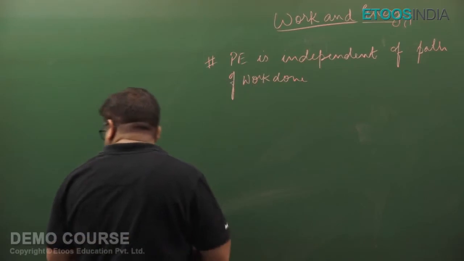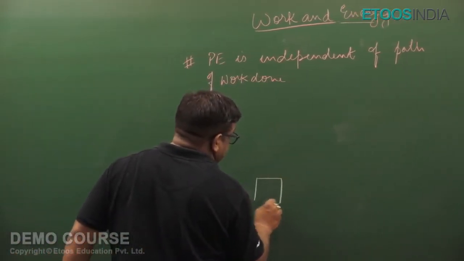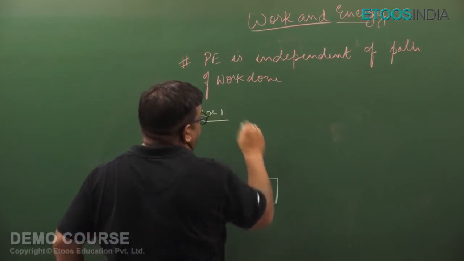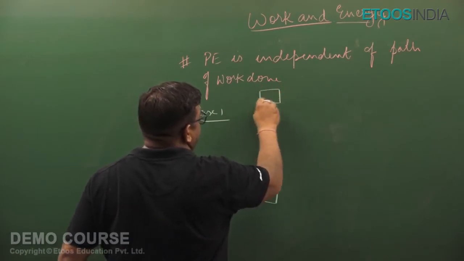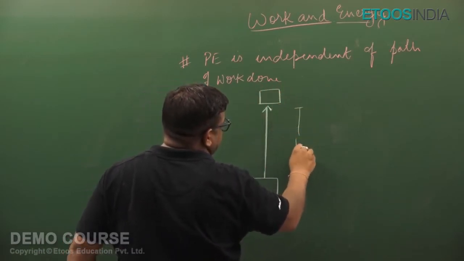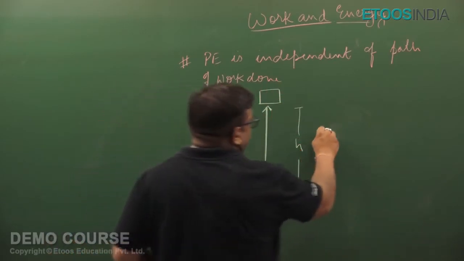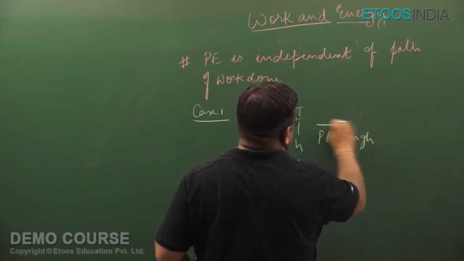Suppose, I'll give you an example for this. Suppose there is a box here, mass m. So in case 1, what we are doing is we are just taking it up here and the height is h. Is it clear? So in this case, the potential energy becomes mgh.